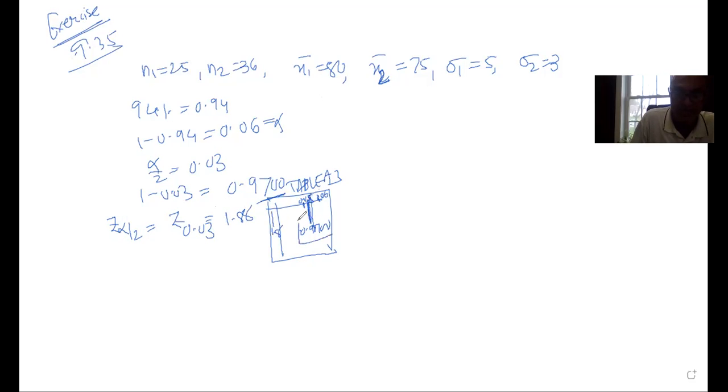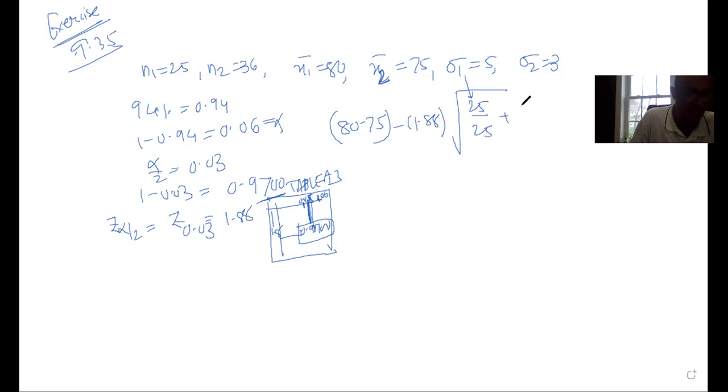So 1.8 and 0.8 matches this value in table 3. So 1.88, and then plug the values in your formula. So 80 minus 75, you know the formula, minus 1.88 and square root of, how much is it? 5 sigma 1 square, that is equal to 25 sigma 1 square, right? That is equal to 25, and my n1 is equal to 25.